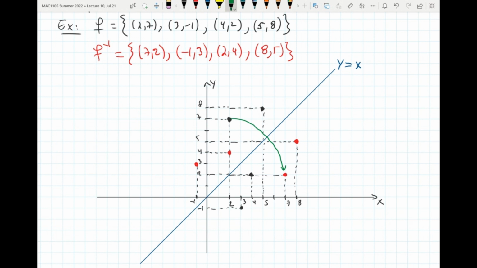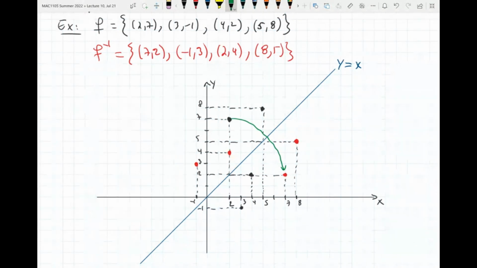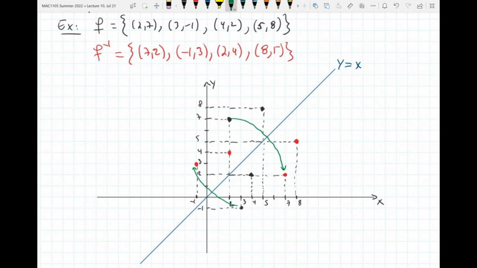Now the point 3, -1. So this one right here. Where did it go to? -1, 3. So it went from here to here. Yes? So this point did this. Then 4, 2 became 2, 4. This guy went there. And then 5, 8 became 8, 5. This guy came here. So just at first glance, what's the first thing that you see?